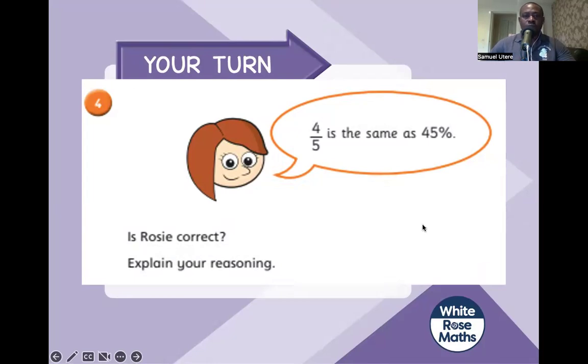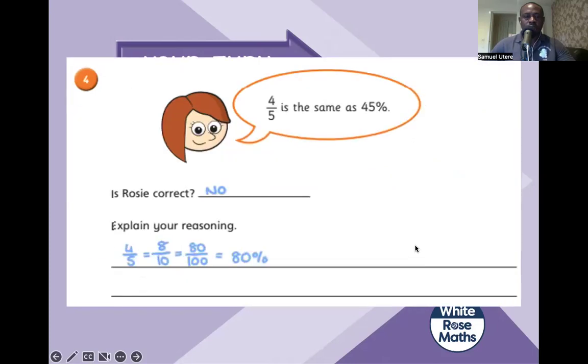Assuming you've paused the video and you've worked through the questions, here are the answers. Let's discuss them. Here you ask, Rosie said, 4/5 is the same as 45%. What has Rosie done wrong? Well, Rosie is wrong because fifths splits our 100 squares into 5 equal parts, of which each part comprises 20 squares shaded. So 4 lots of that will be 80 squares. So 4/5 is 80 hundredths, which is 0.8 or 8 tenths, which is also the same thing as 80%.